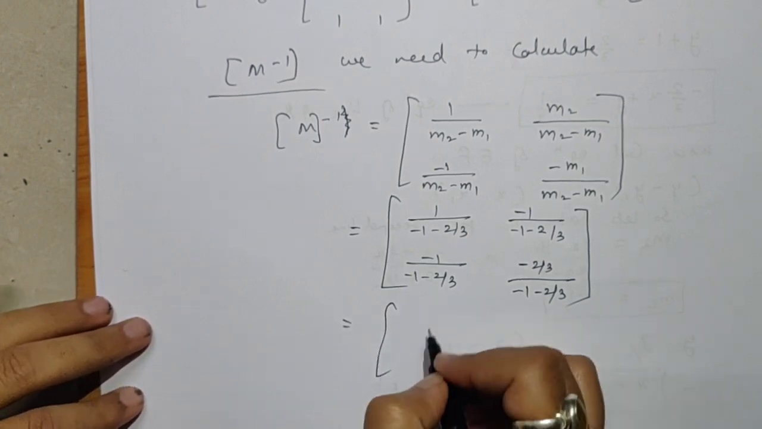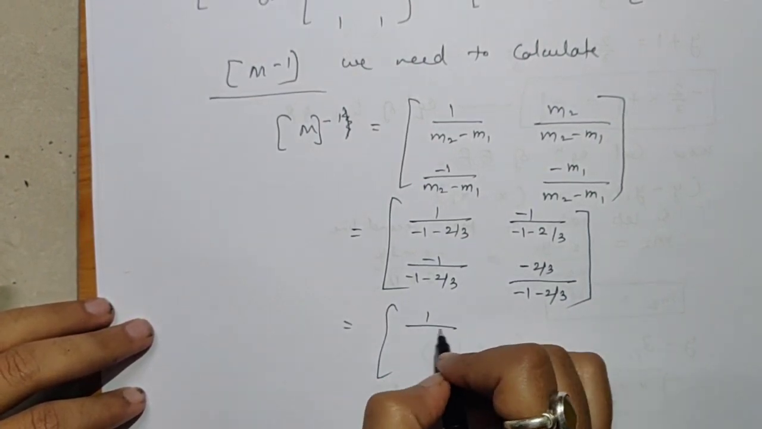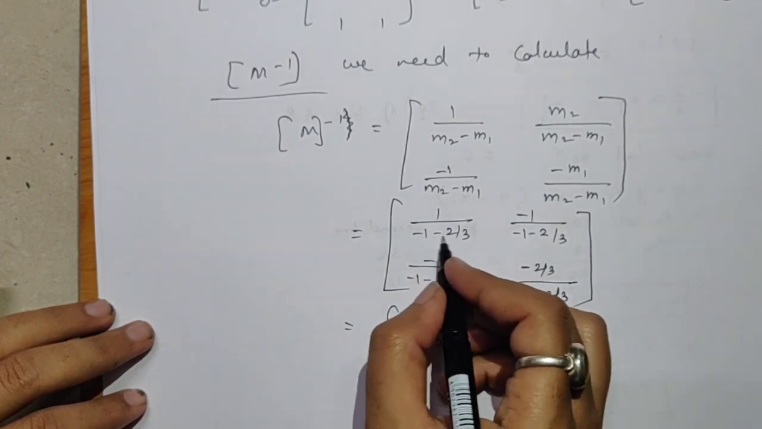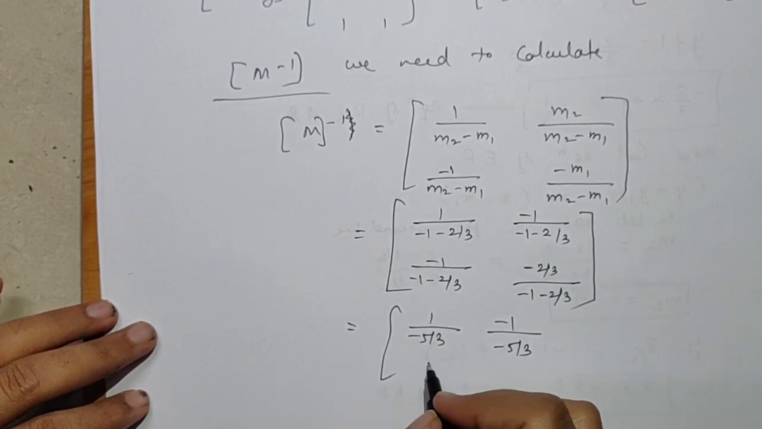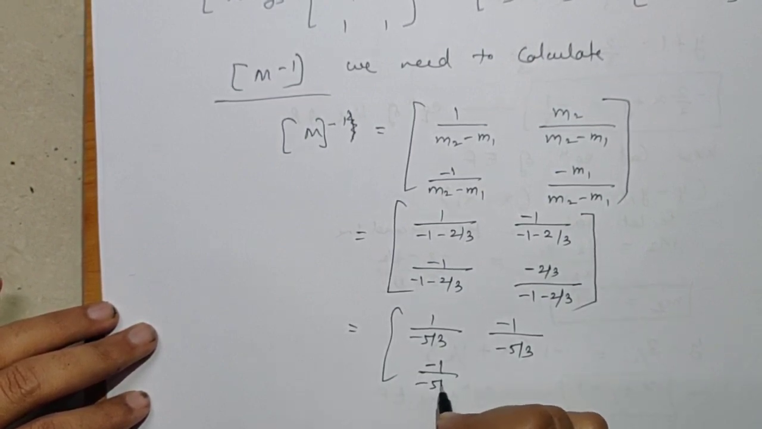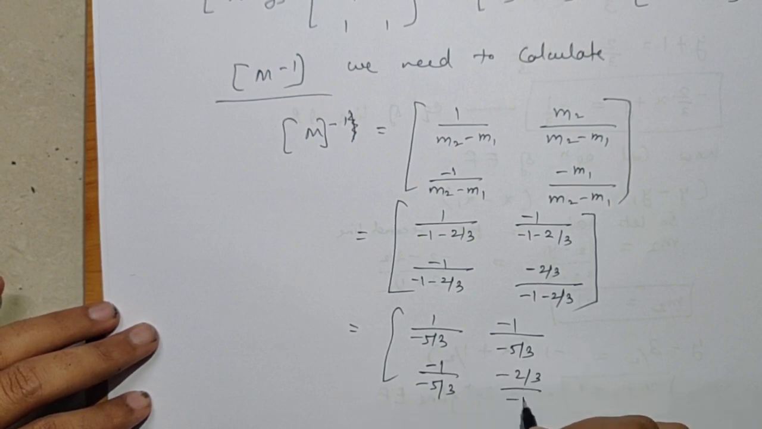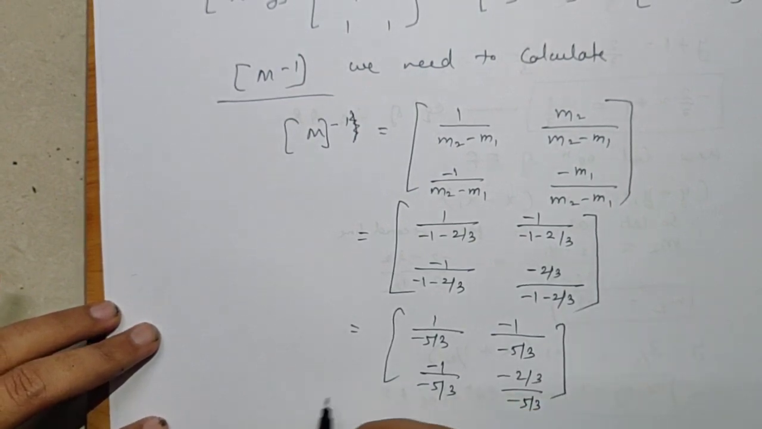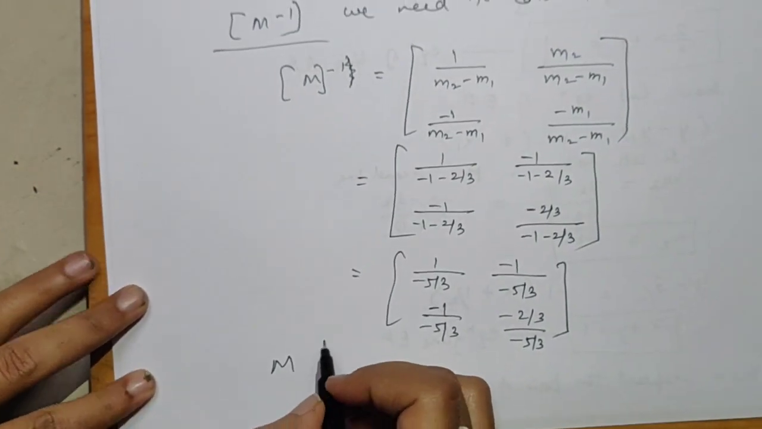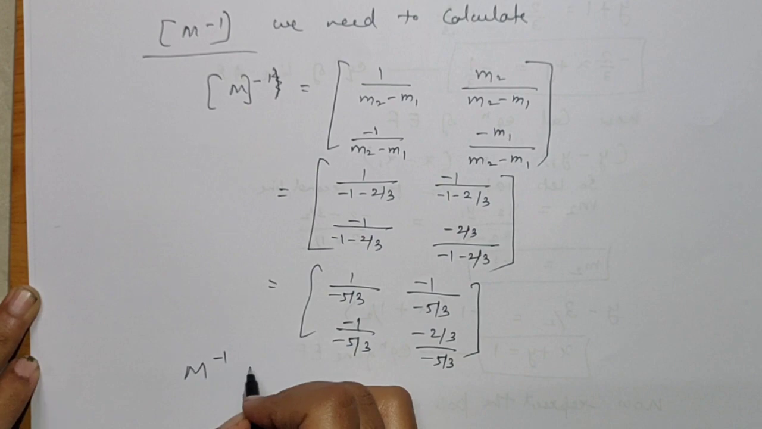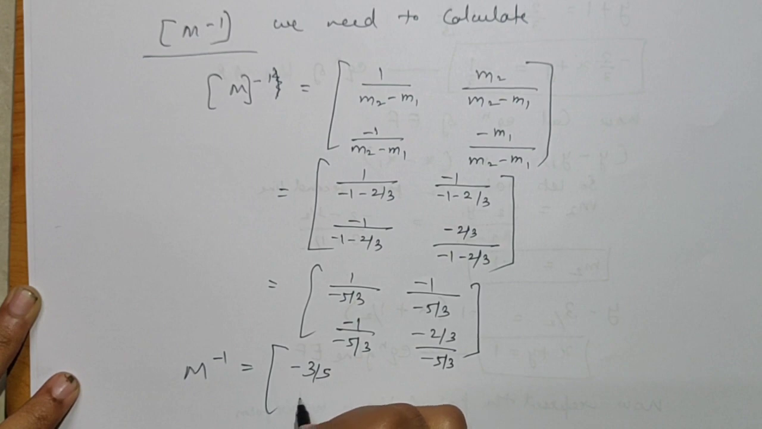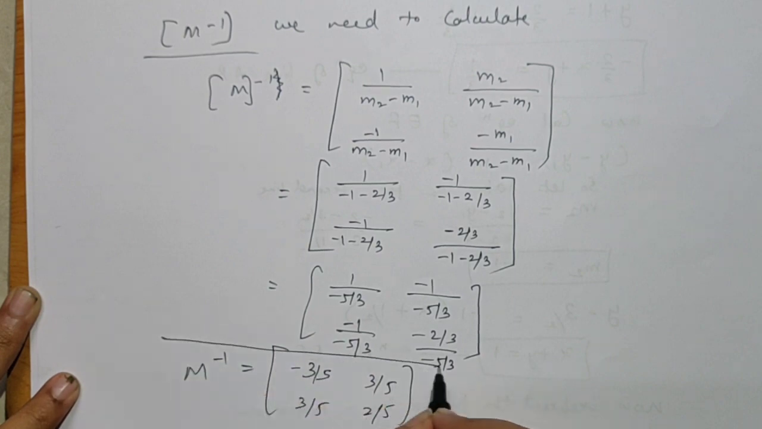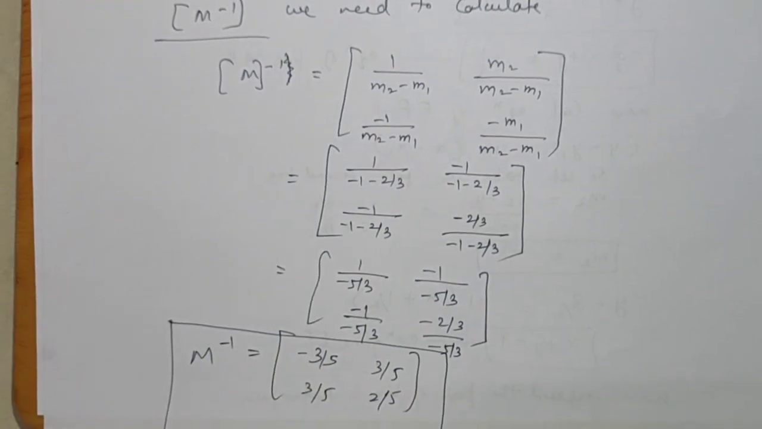Now the actual answer will be 1 upon minus 5 by 3. I am just calculating this. Minus 1 upon minus 5 by 3, minus 1 upon minus 5 by 3, minus 2 by 3 upon minus 5 by 3. Okay, so I have got the M inverse as minus 3 by 5 and 2 by 5. So I got this M inverse.